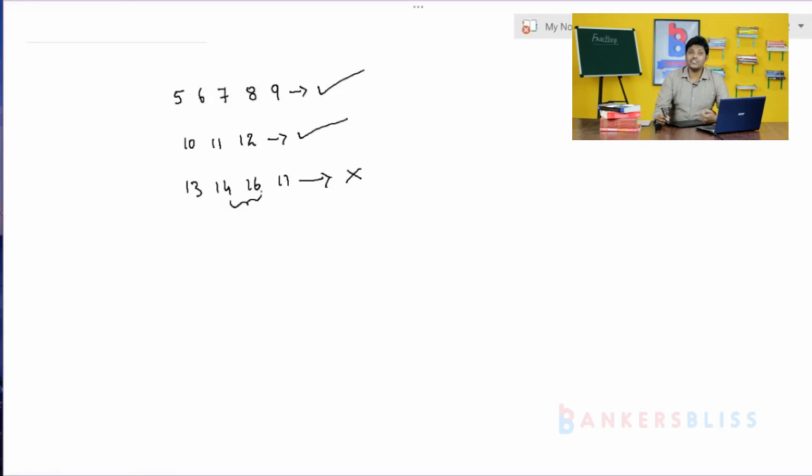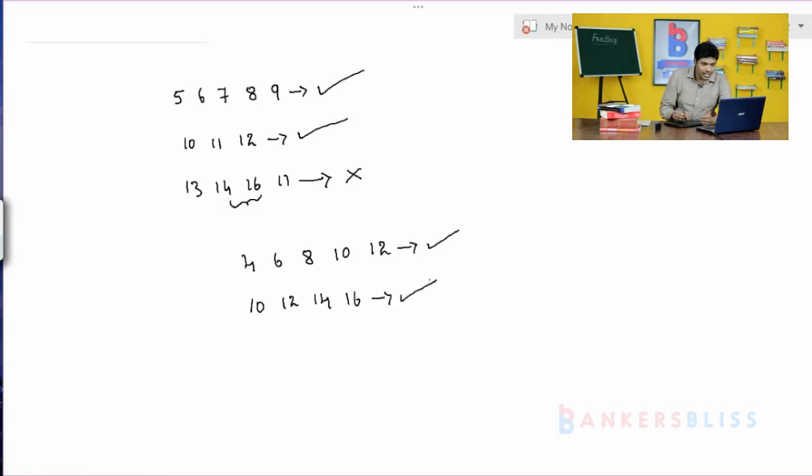Next, what do you mean by consecutive even numbers? Consecutive even numbers means continuous even numbers. For example, 4, 6, 8, 10, 12 is a continuous series of even numbers, so it is consecutive. Next, 10, 12, 14, 16 is a continuous series, hence it is consecutive. But 10, 12, 16, 18 is not consecutive. Even though the numbers are even in nature, these are not consecutive because in the middle you don't have 14, therefore it is not consecutive.